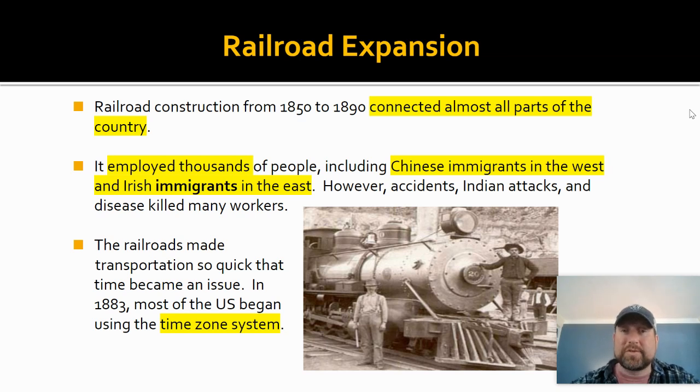Interesting side note that I think is really neat is that it's during this time that the time zones in America are first developed. Prior to the Gilded Age, traversing the nation, if done at all, would have been accomplished very slowly, right?